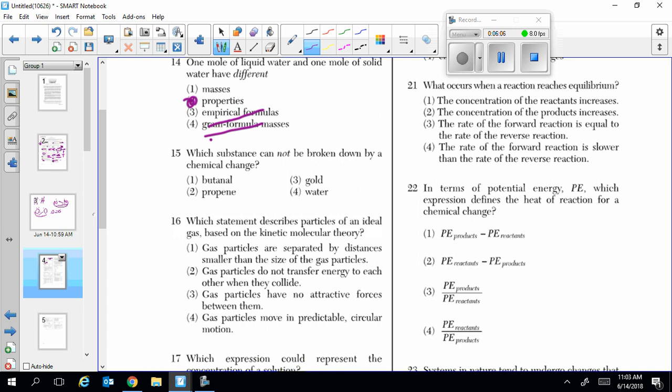All right, which substance cannot be broken down? If you can't break it down, it's got to be an element. So go look at the periodic table. Gold is on the periodic table.